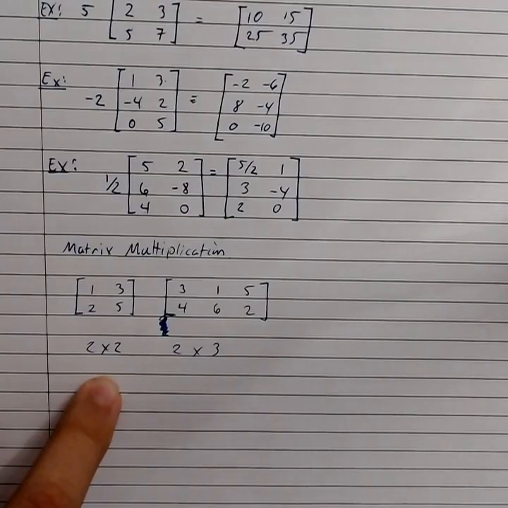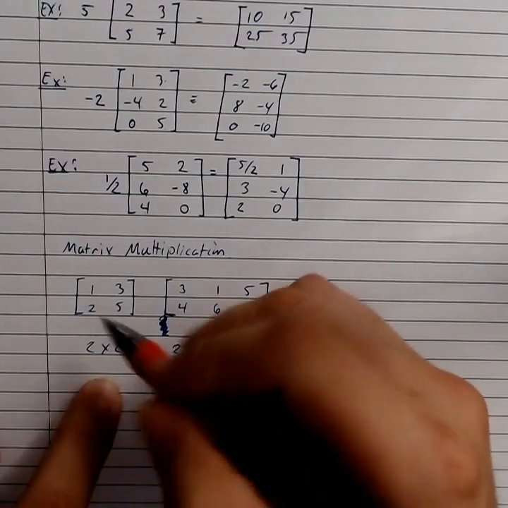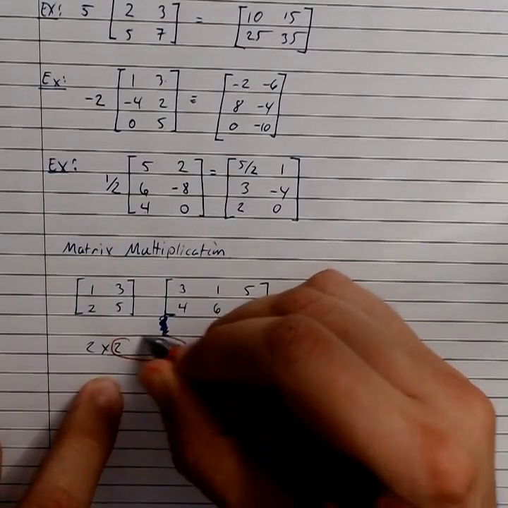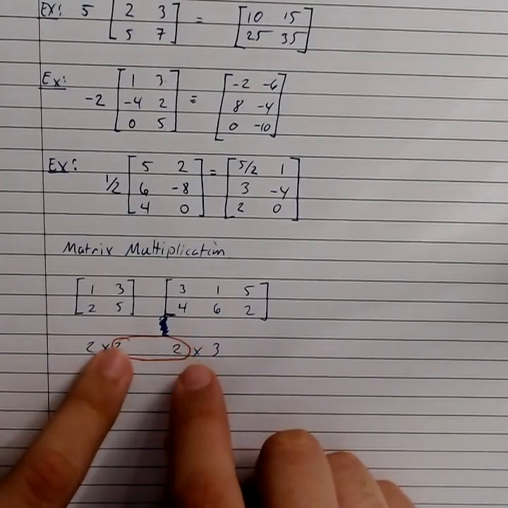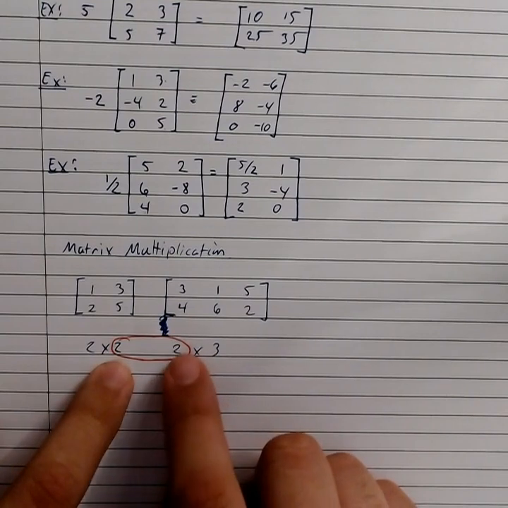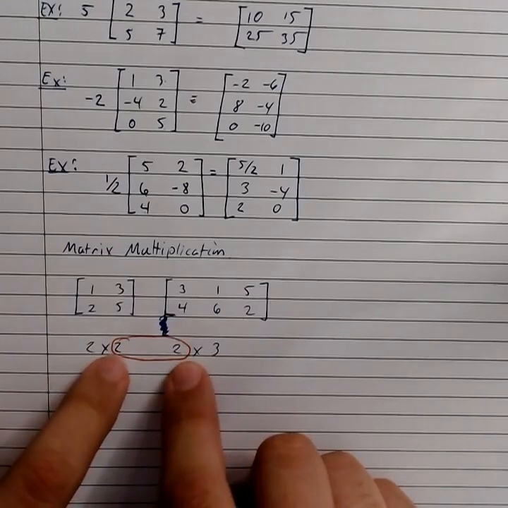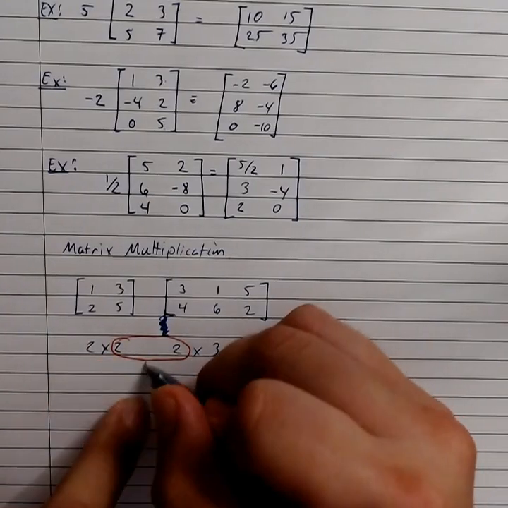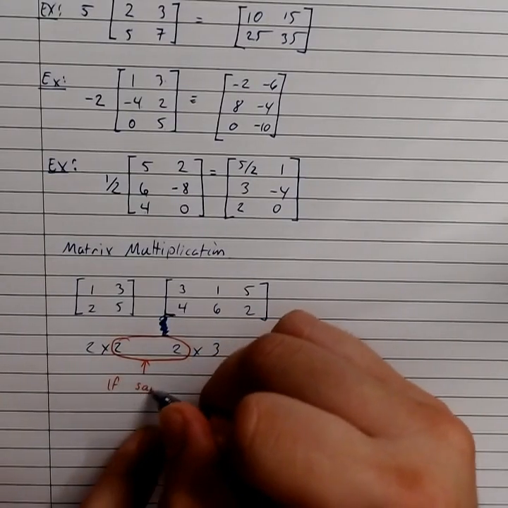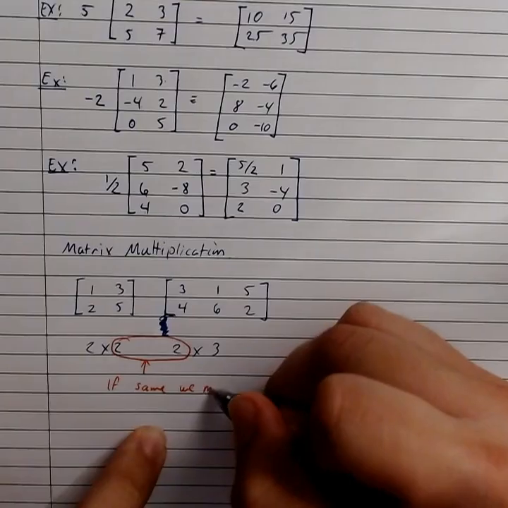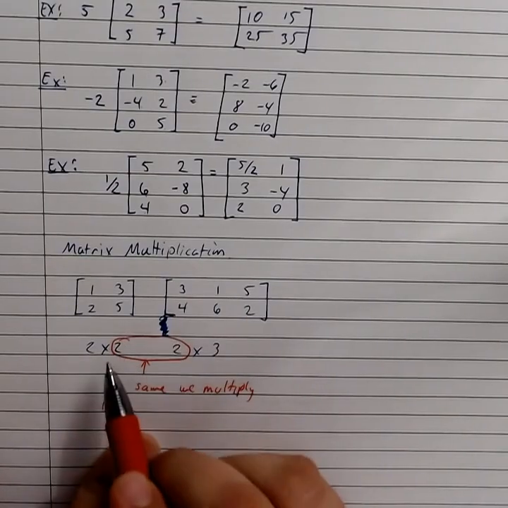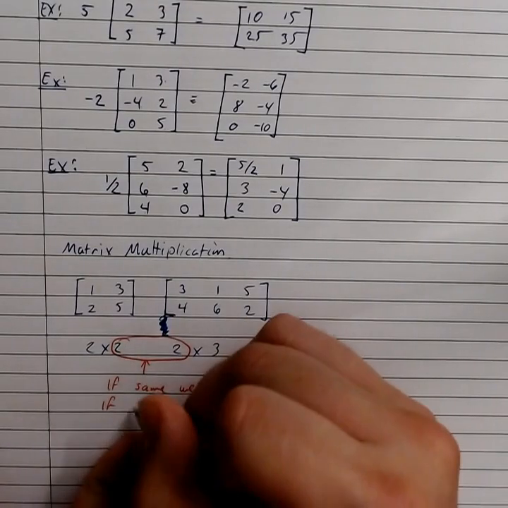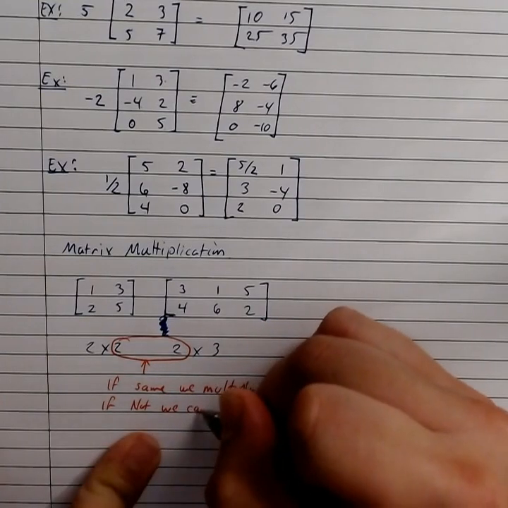Now, how you can tell if the matrices can be multiplied or not is you look at these numbers. This is why it's important you leave this one on the left and this one on the right. Because here you're comparing the second number from the one on the left with the first number of the matrix on the right. If you switch them, then that's no longer the same set of numbers. So here, if these two are the same, we multiply. If they're not the same, if you have a 2 and a 3 or a 3 and a 5, or if they're anything different, we cannot multiply.